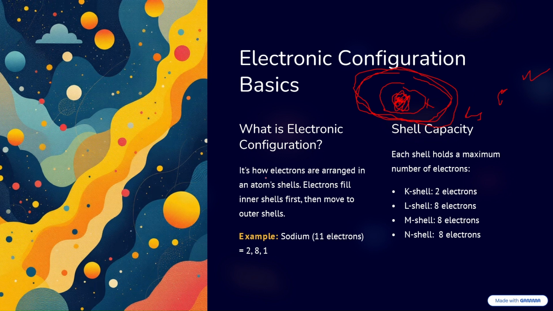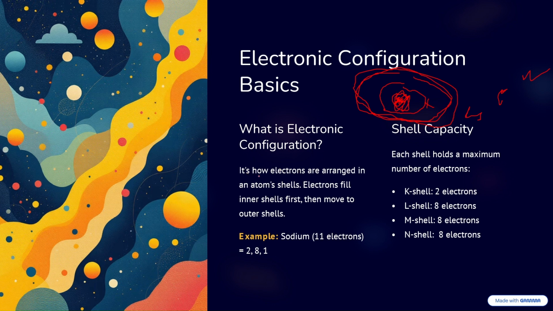Now, what is electronic configuration? I've just explained how the shells are placed in order, in a sequence, and how many maximum electrons each shell can accommodate. Now we'll go a step ahead.